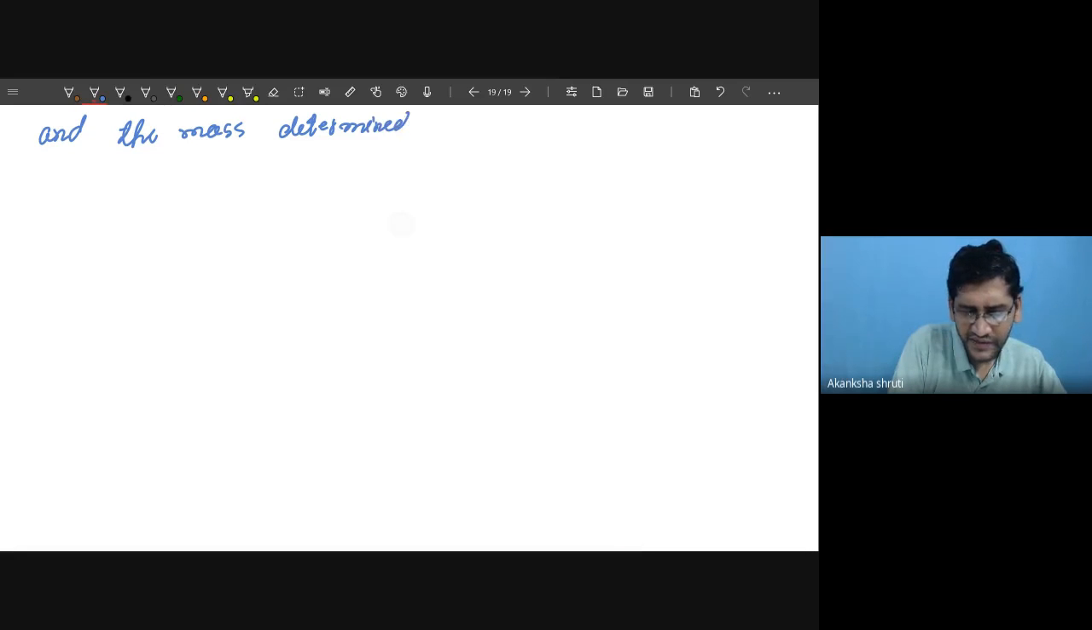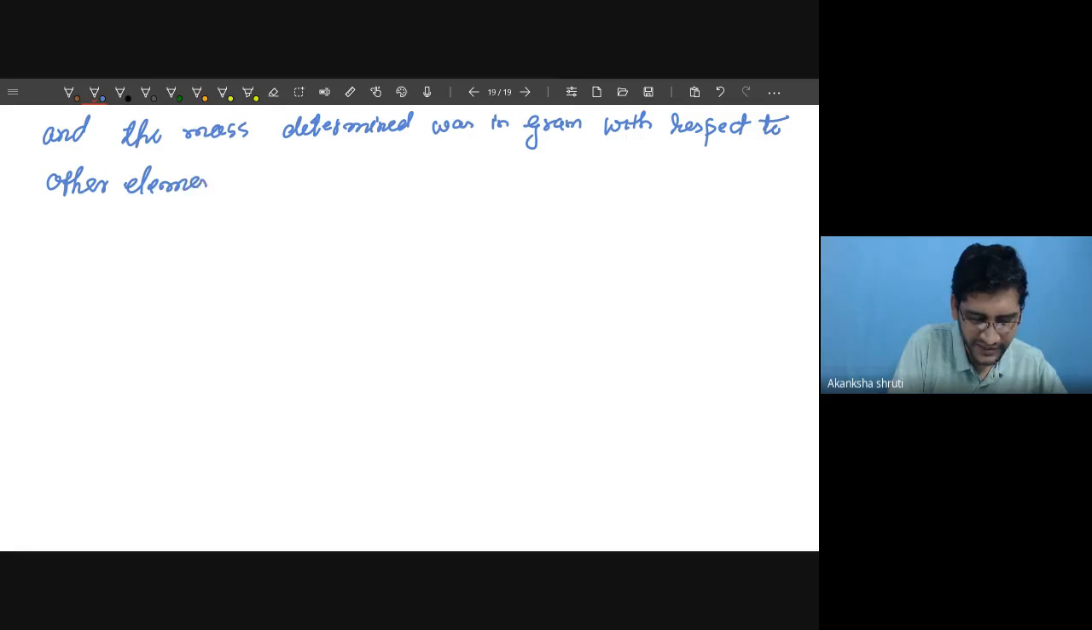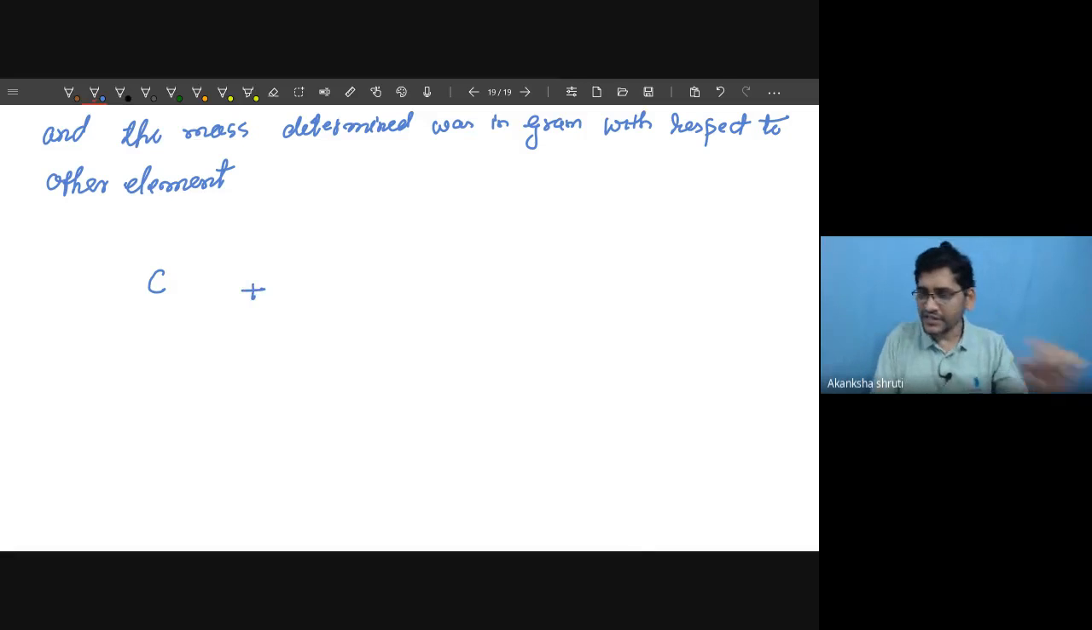The mass determined was in gram with respect to another atom or another element. What do we mean by this? Let us understand. So initially what was observed? Just measuring the mass of one carbon is impossible. So a certain amount of carbon was taken for the experiment in the laboratory. A certain amount of oxygen was taken in the laboratory.